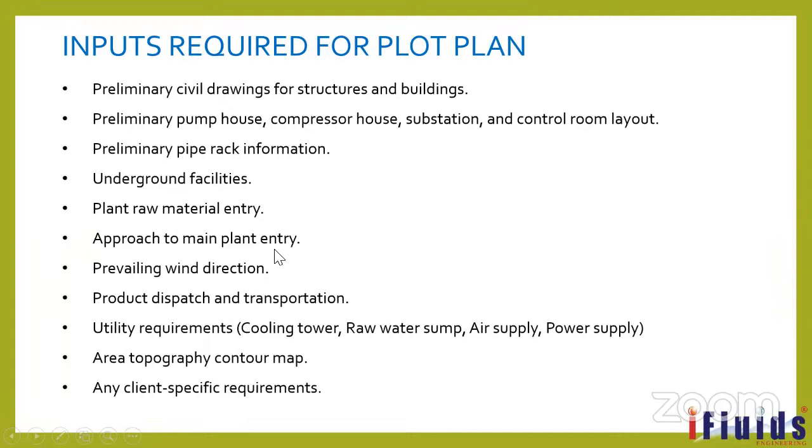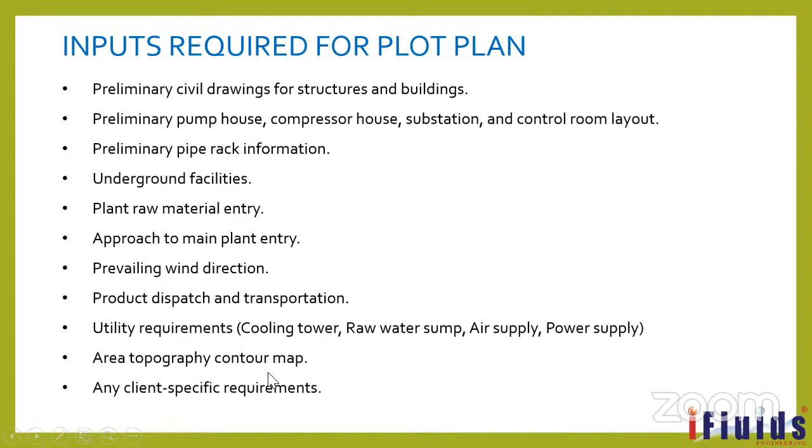And then what are all the inputs required for the plot plan? To make the plot plan, what inputs are required? Preliminary civil drawings, preliminary pump house, compressor house, how much capacity we are going to decide, all that is required to make the plot plan. Preliminary pipe rack information, underground facilities, plant raw material, how we are going to approach the main plant entry. These are all the inputs required for the plot plan.